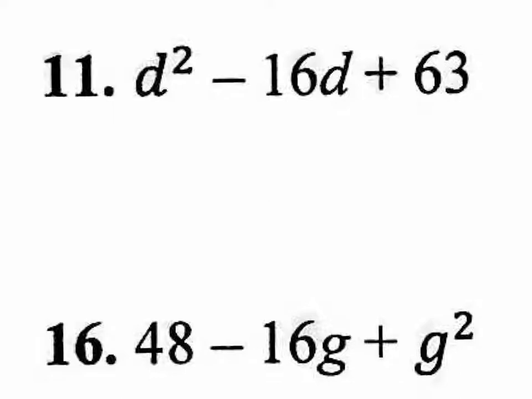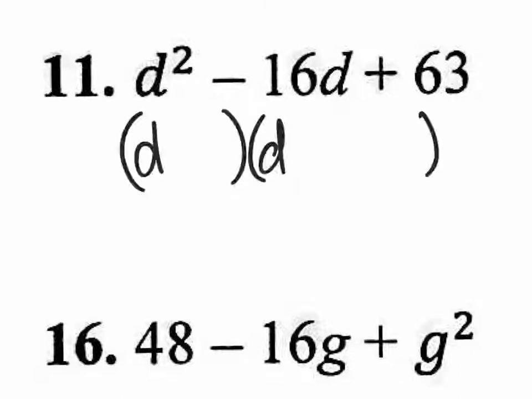Number 11. Set up your answer format. And then you simply think, what times what is the C value? What times what is this last number, positive 63, that if you combine together gives you a negative 16. Okay?